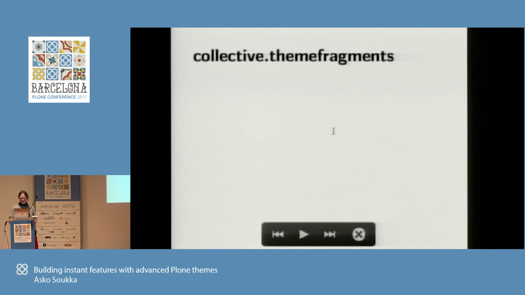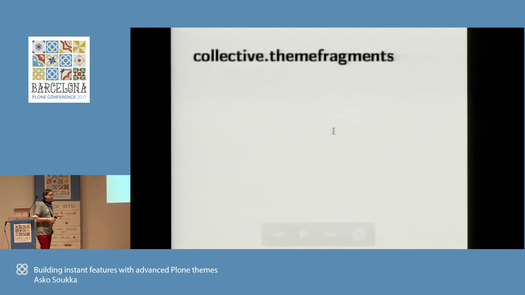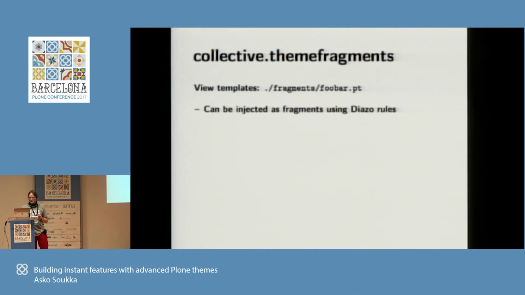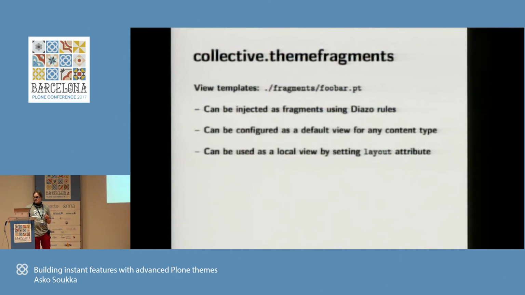in a special directory. And there's another package called collective.themefragments. This was our original theme fragment idea made by Martin Aspeli, but it was never accepted in the Plone app theming, Plone theming core. So I made a separate package of it, and you can define theme view templates in your theme, and they can be used as fragments as originally designed in your Diazo rules to make a menu, or to inject small snippets somewhere in your page. But they can also be configured as real views for content types.